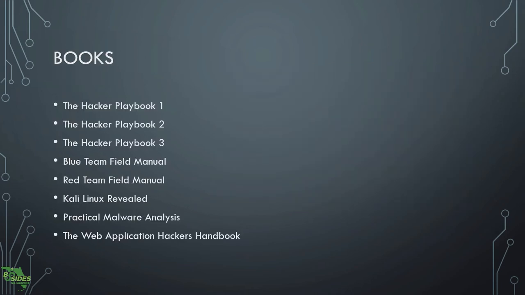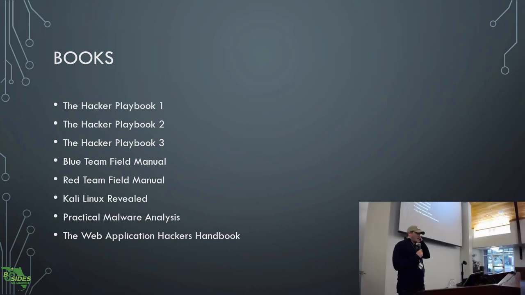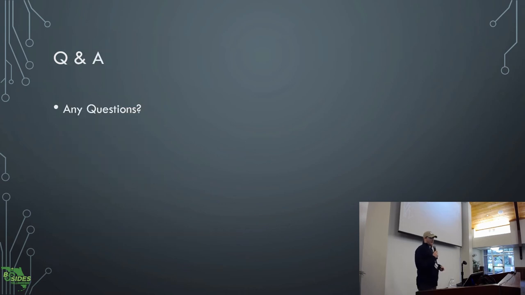Some books to have: Hacker Playbook Part 1, Part 2, Part 3, they're great. Blue Team Field Manual is great. Red Team Field Manual is great. Kali Linux Revealed is free online; you can download it from Offensive Security. Practical Malware Analysis is a good one for reverse engineering of malware. And the Web Application Hacker's Handbook is another good resource.